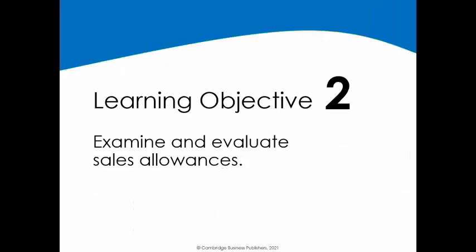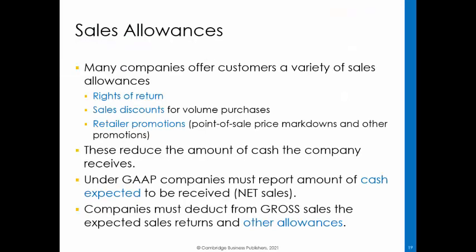In this learning objective, we will analyze sales allowances. Many companies offer customers a variety of sales allowances, including right of return, sales discounts for volume purchases, and retailer promotions. Sales allowances are especially prevalent in industries with undifferentiated, commoditized products such as the retail clothing industry in which Levi Strauss operates. GAAP requires companies to report sales revenue at the net amount the company expects to receive.